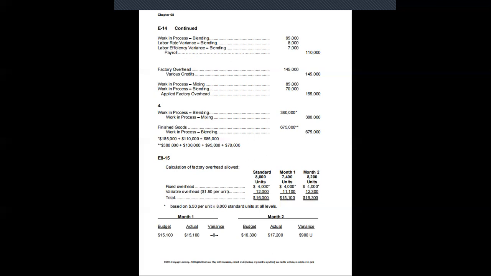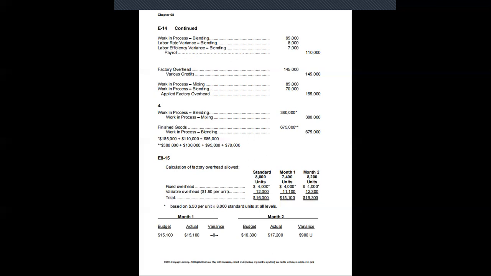Then we have to debit work in process mixing for 85,000, work in process blending for 70,000, and credit to applied factory overhead. Then the last is the entries to transfer the production cost from mixing to blending and from blending to finished goods. So we now debit work in process blending for 380,000, and credit to work in process mixing.